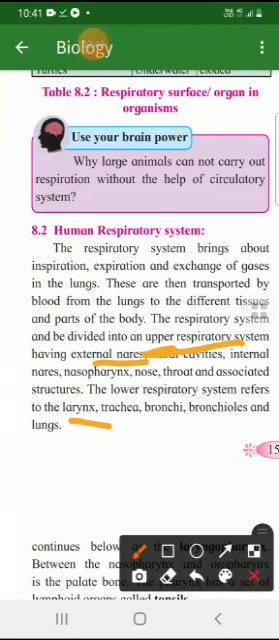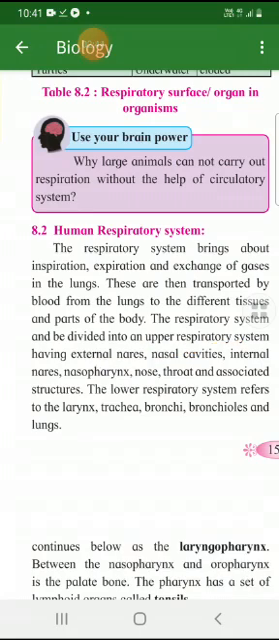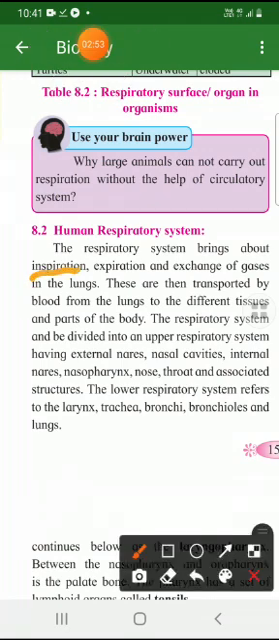Okay, alveolus. Now, when you talk about what exactly is the function of this human respiratory system, they are responsible for inspiration, that means gas is taken in, expiration, gas is taken out, and exchange of gases. So basically what are we doing through this respiratory system? We are doing exchange inside our body.